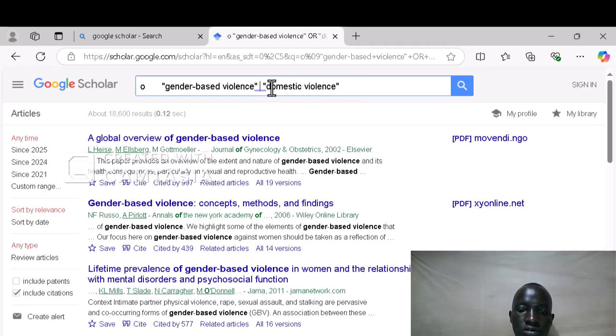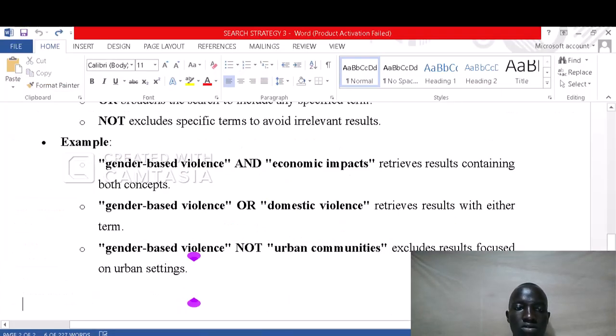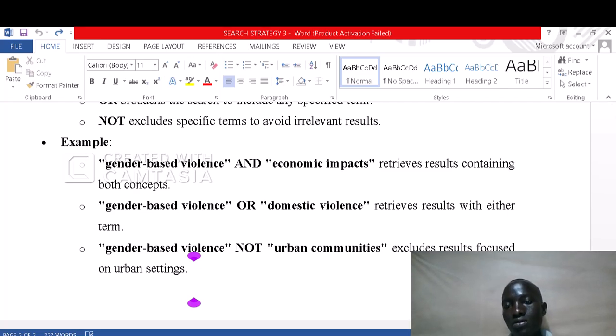Let's change this one to NOT. So basically that's what you will be seeing. That's what it will be about. So this is the second lab and how it always works.